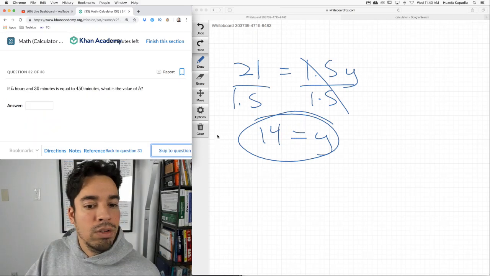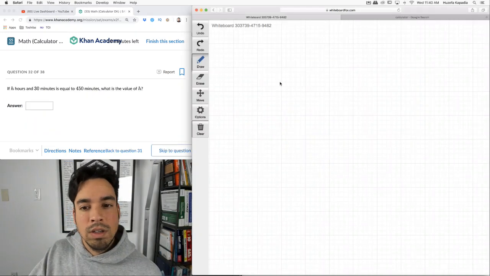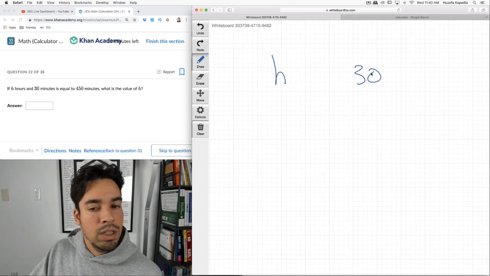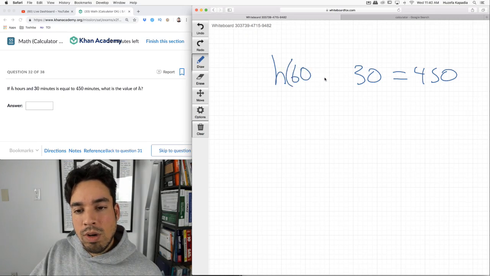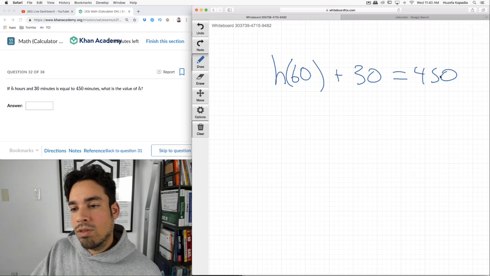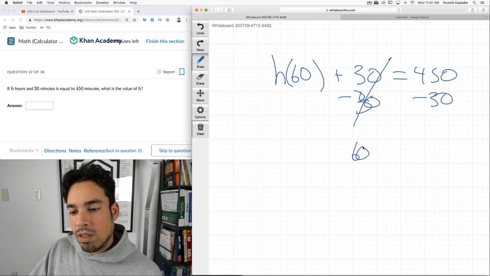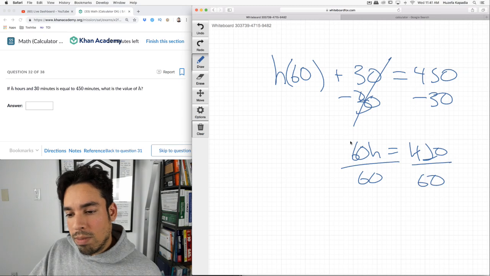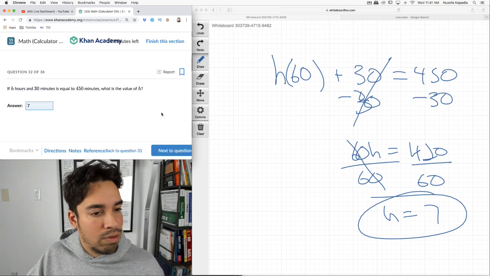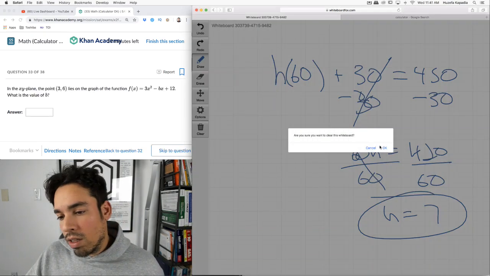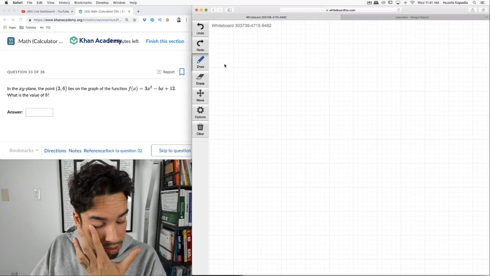If h hours and 30 minutes equals 450 minutes, what is the value of h? Well, h hours, 1 hour is 60 minutes, 2 hours is 120, so it's h times 60 plus 30 equals 450. Now we solve like this. 60h equals 420, divided by 60. It's just like 42 divided by 6, which is 7. Just have to be really careful with these because there's no multiple choice, and those answers can often give you a lot of guidance.